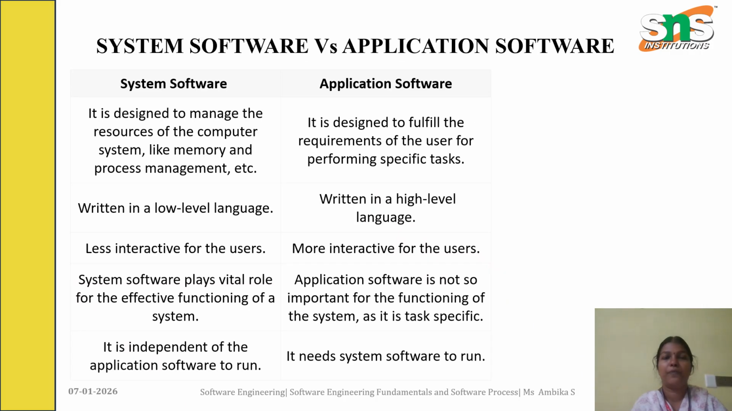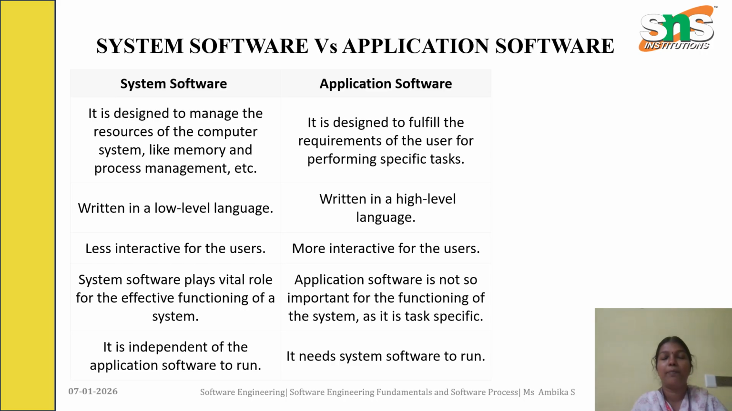Difference between system software and application software. System software is mainly designed for controlling the internal functioning of the computer hardware. Application software is designed for fulfilling the requirements of the user. System software is written in low-level language. Application software is written in high-level language. System software is less interactive for the users. Application software is more interactive for the users.